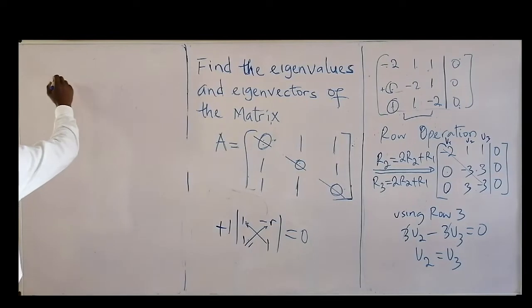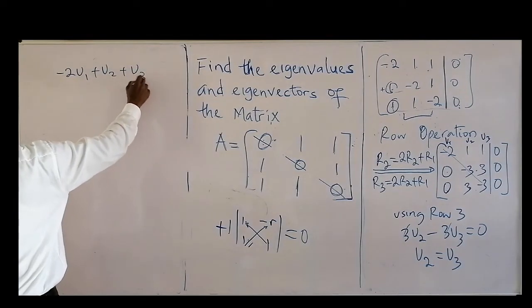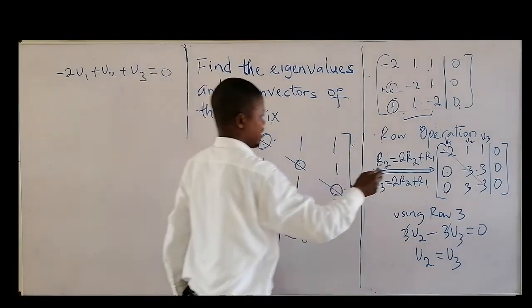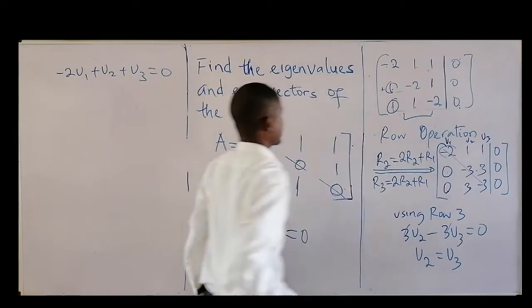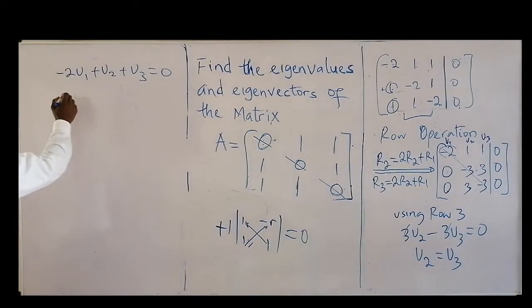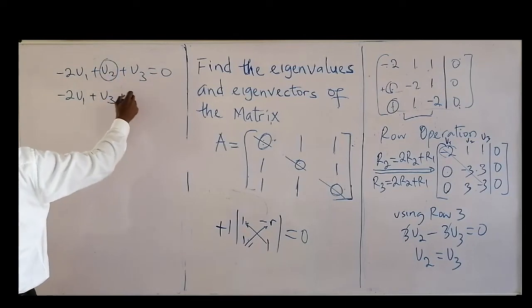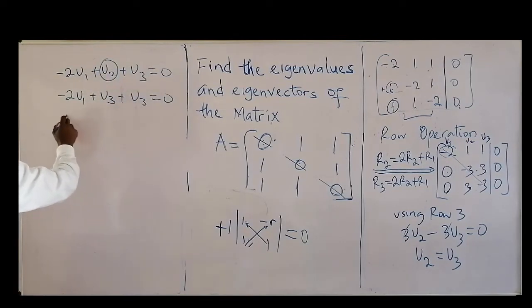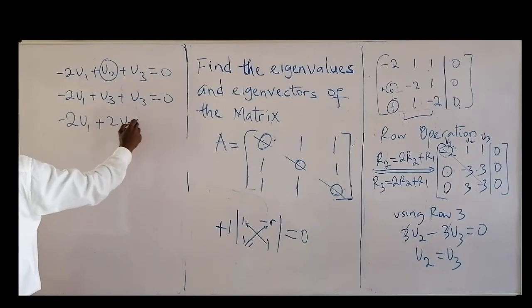So U2 is equal to U3. Then the first row will give us minus 2U1 plus U2 plus U3 equal to 0. Don't forget, this will be minus 2 times this one, 1 times U2, 1 times U3. So we now have minus 2U1, and U2 is equal to U3, so U3 plus U3 equal to 0. So we have minus 2U1 plus 2U3 equal to 0.